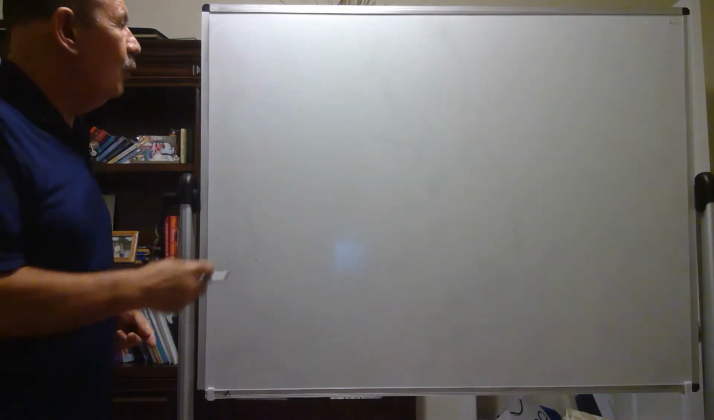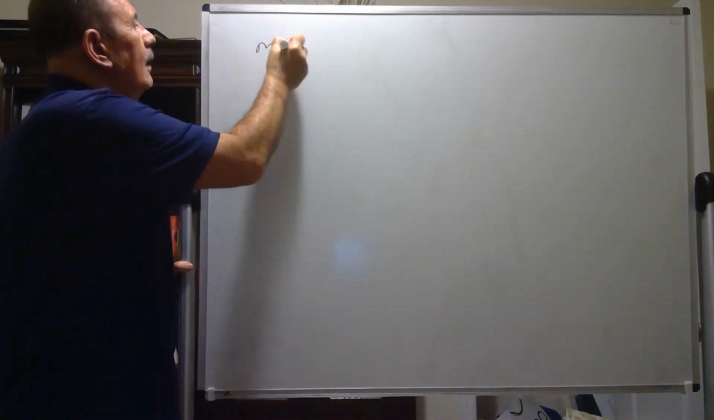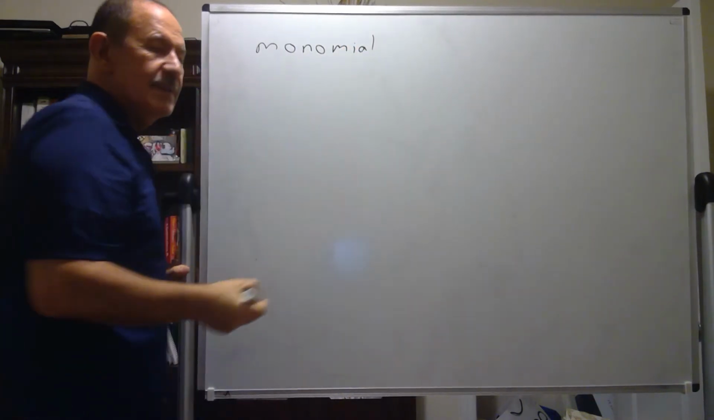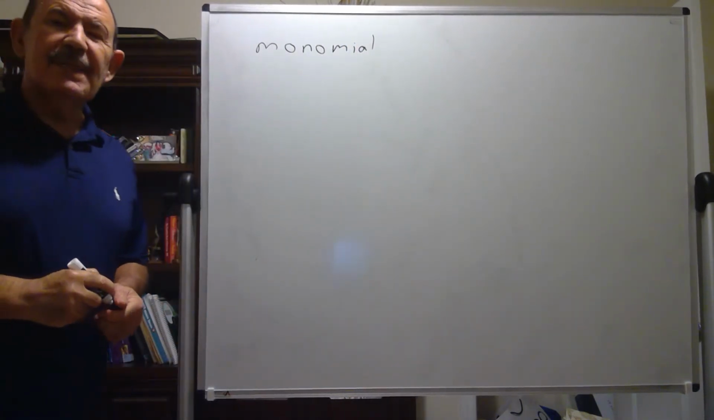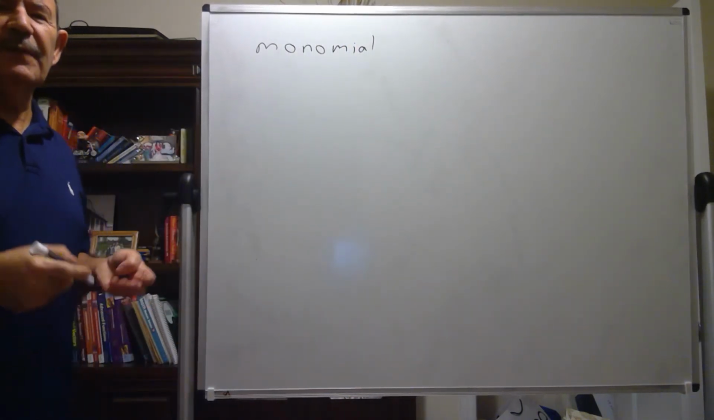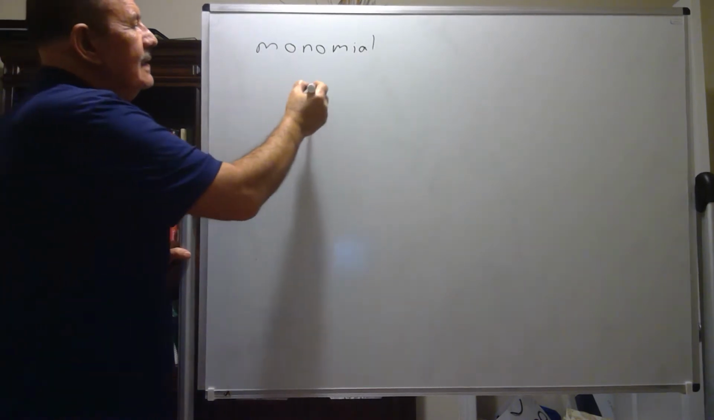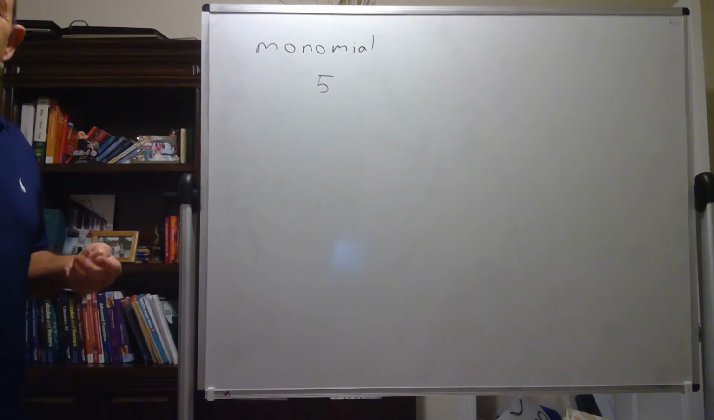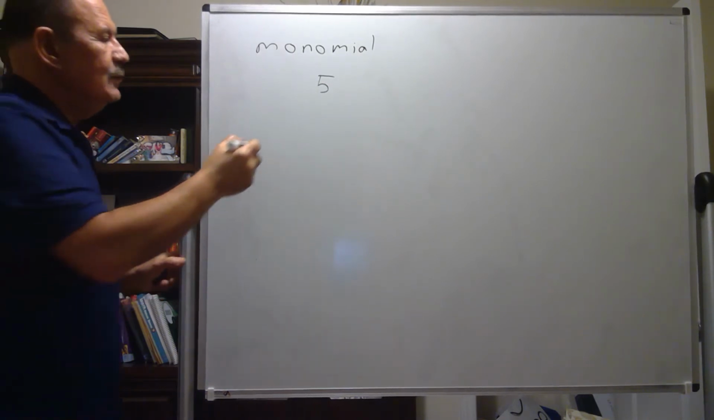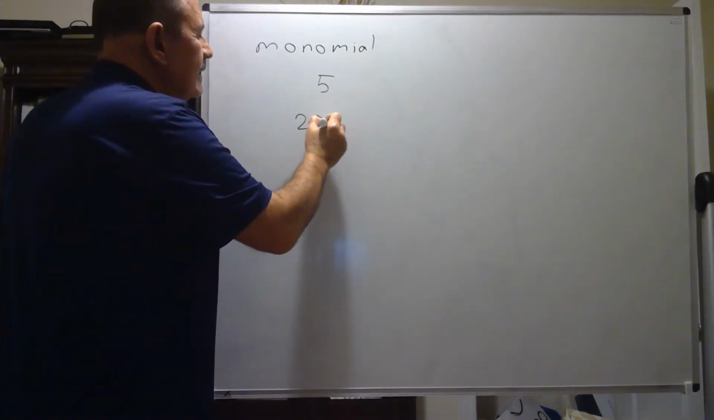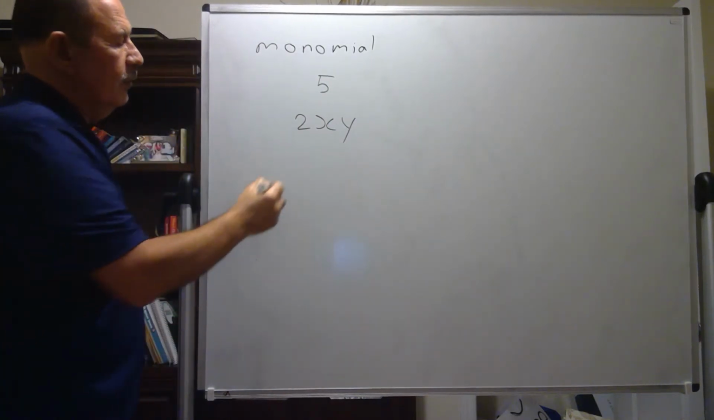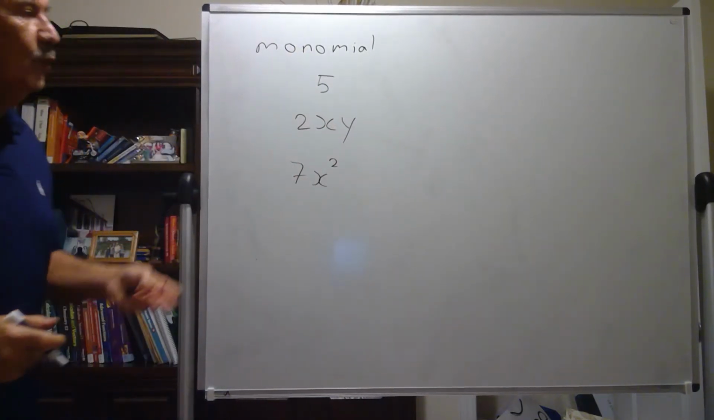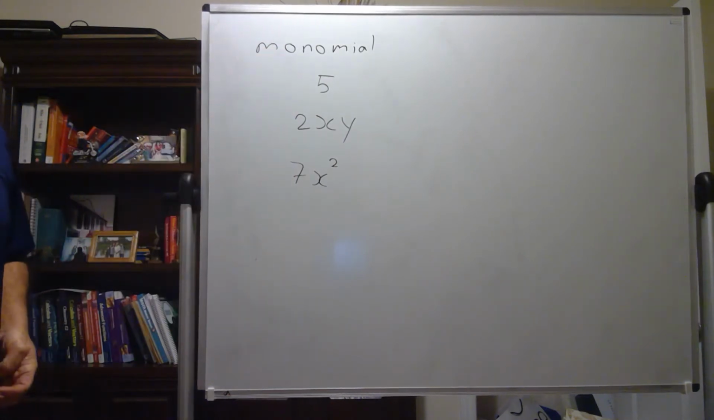One is monomial. What is monomial? Any expression with only one term, we call it monomial. As an example, 5 is a monomial, is an expression with one term, or 2xy, or 7x squared. All of them are monomial. They have only one term.